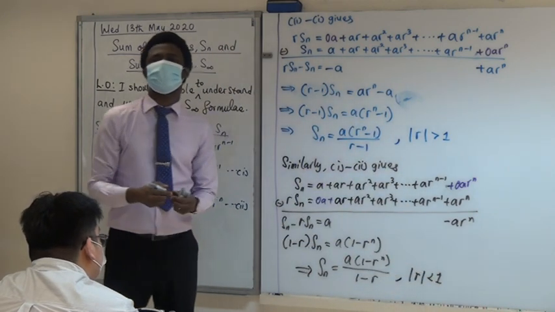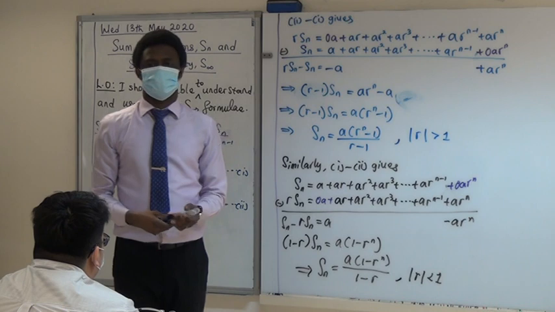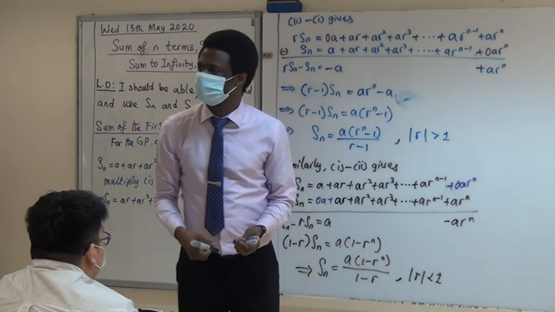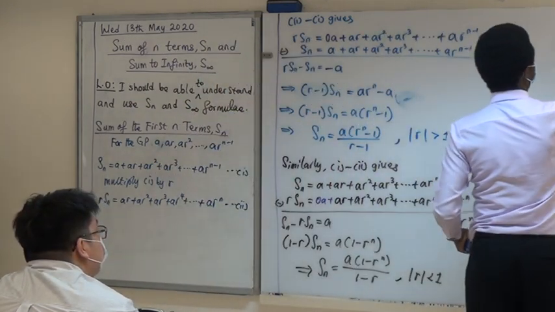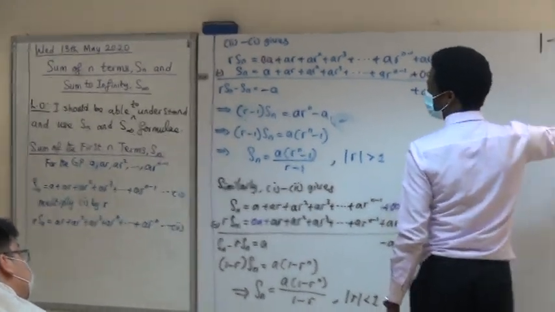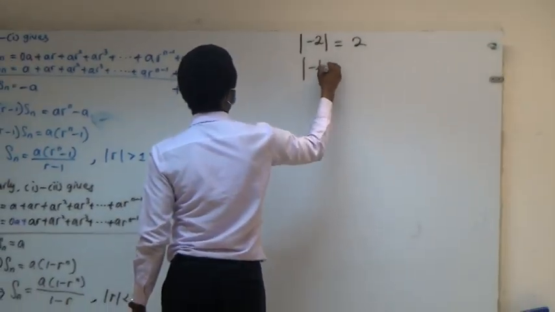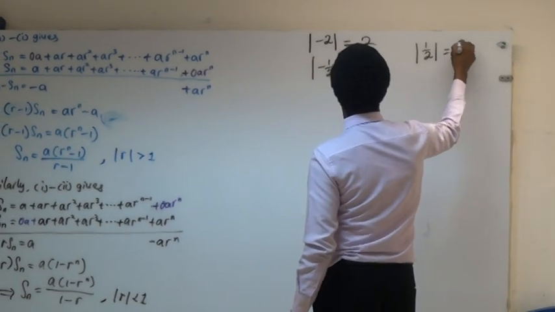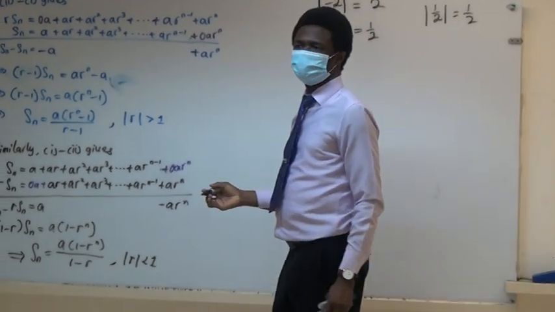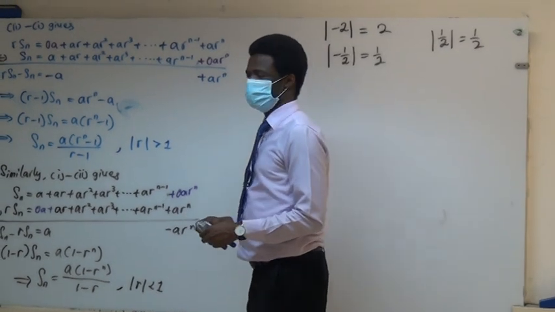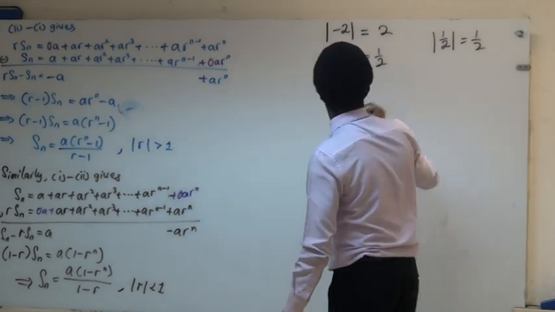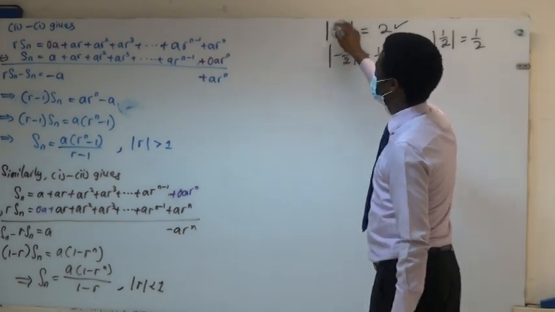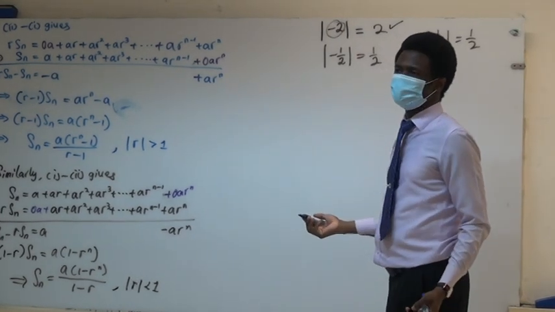Okay? So for this one, this is used when the absolute value of the common ratio is less than 1. When I say absolute value, do you know what absolute value means? Absolute value of minus 2 is what? 2. Absolute value of negative half is what? Half. Absolute value of 1 over 2 is what? Still 1 over 2. Okay? So when we say absolute value is greater than 1, we're talking about something like this.